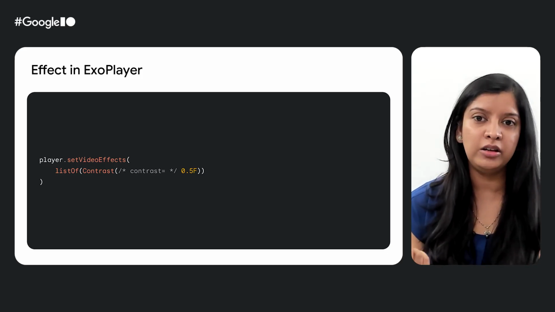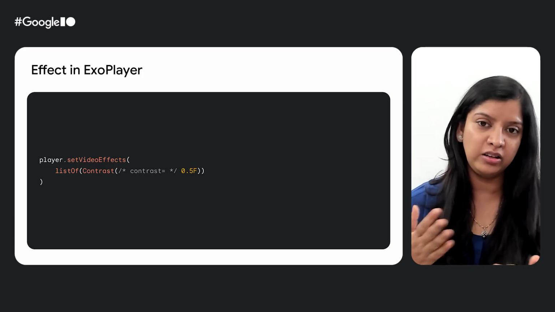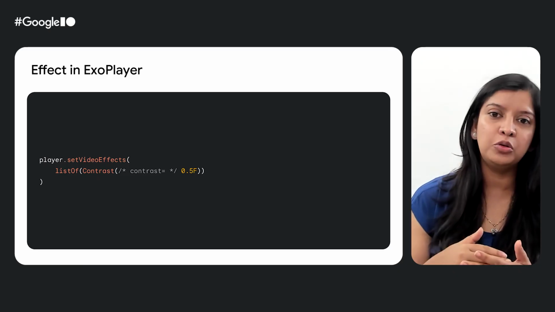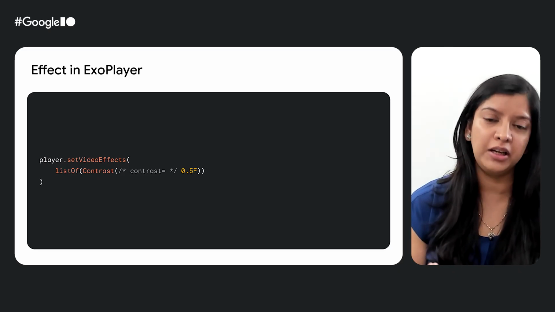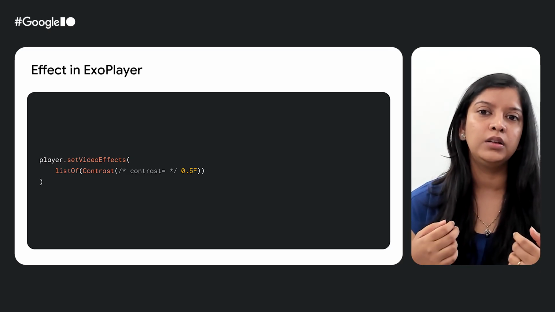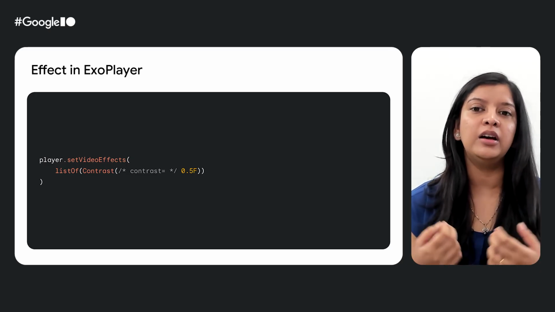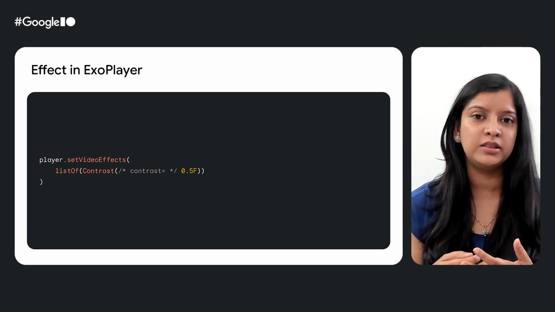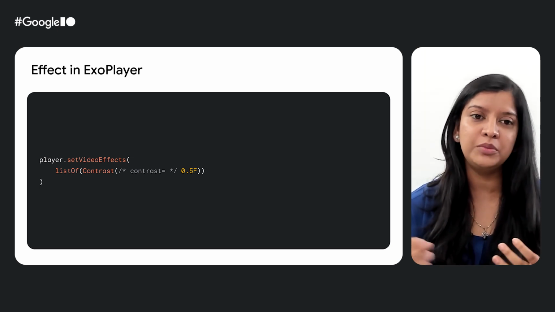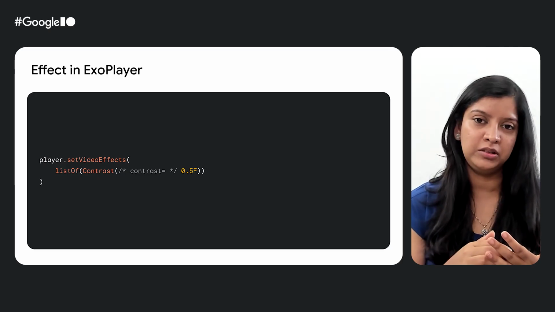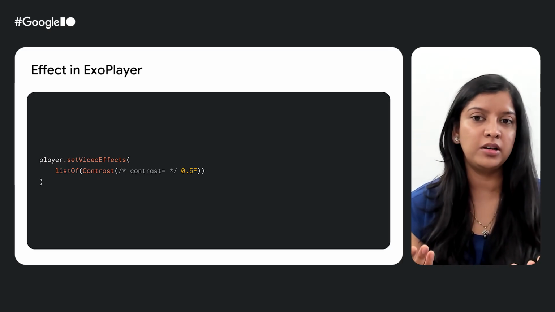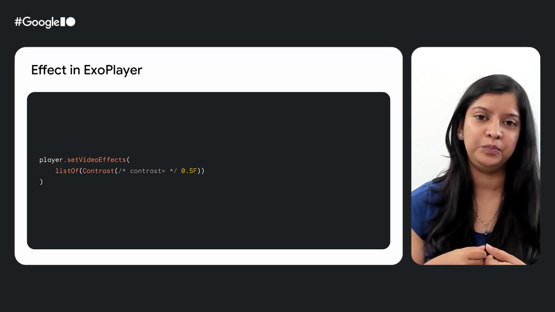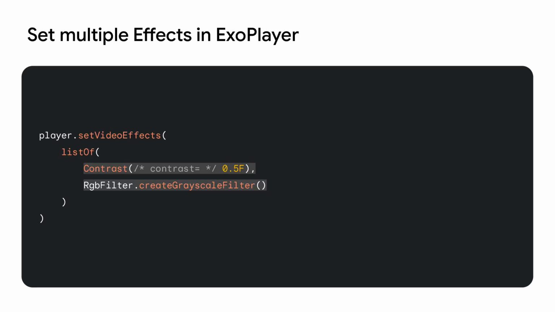ExoPlayer takes the currently loaded media item or the active media item in a playlist, decodes its audio and video streams, and then applies the configured effects during the rendering process. The Set Video Effects API allows you to set a list of effect objects that will process all frames as their output from the player. For example, here we set a single effect that improves contrast to help with accessibility. You can create these effect objects using the respective builder classes.